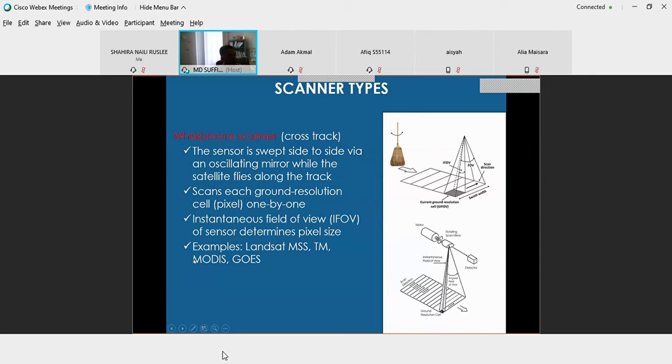And then it scans each ground resolution cell, which we call a pixel, or the smallest element of the picture. Pixel comes from the words picture element. The instantaneous field of view of the sensor determines the pixel size. So the IFOV determines its pixel size.